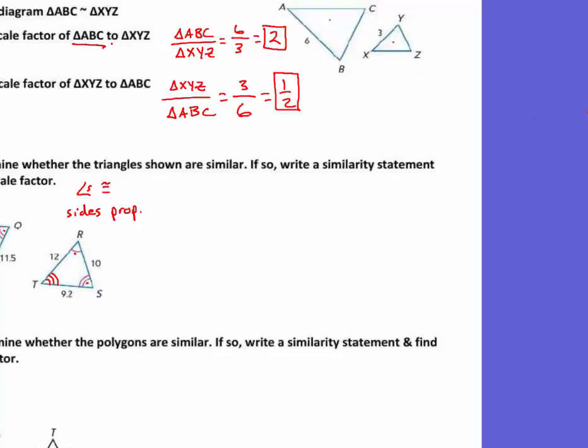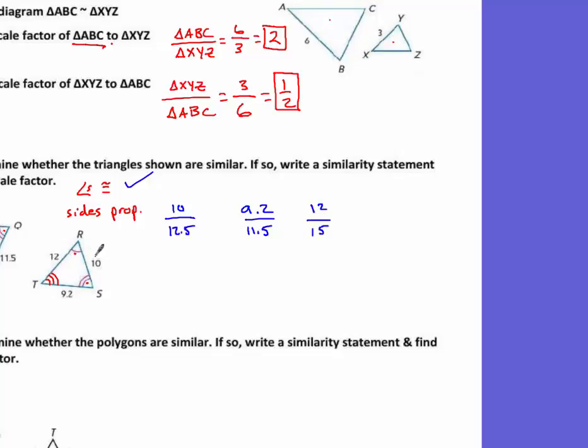So angles are congruent. Check. Now, are the sides proportional? Well, we got to match them up. Let's see, from the 1 tick mark to the 2 tick marks, and the 1 tick mark to the 2 tick marks. So that is 10 over 12.5. Our next side from the 2 tick marks to the 3 is 9.2 over 11.5. And then our last one from the 3 back to the 1 is 12 over 15, right?